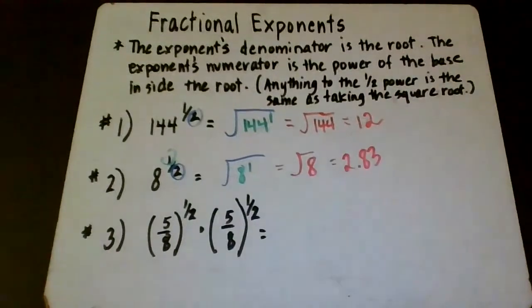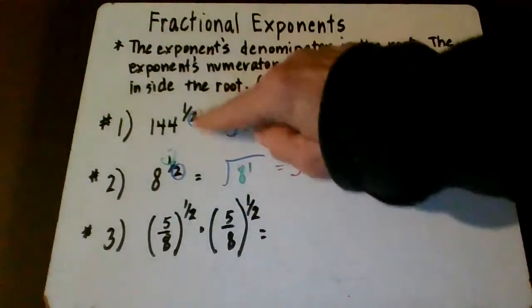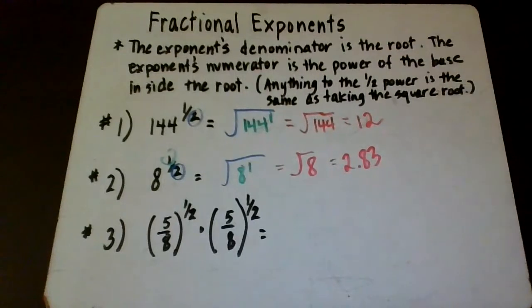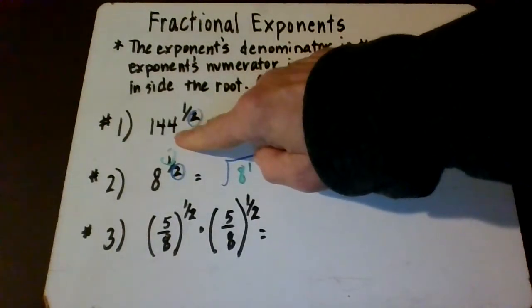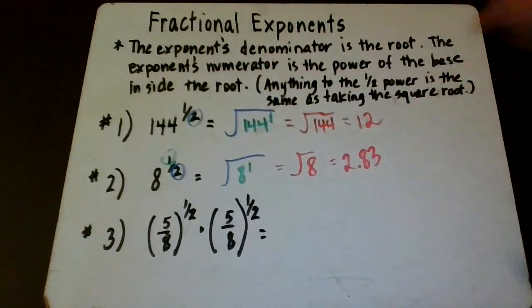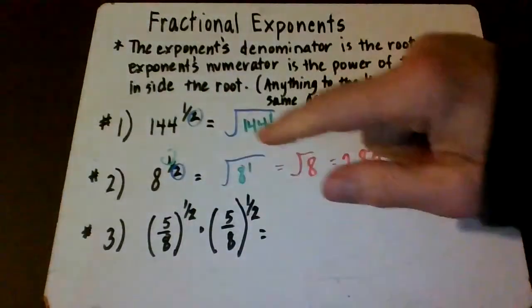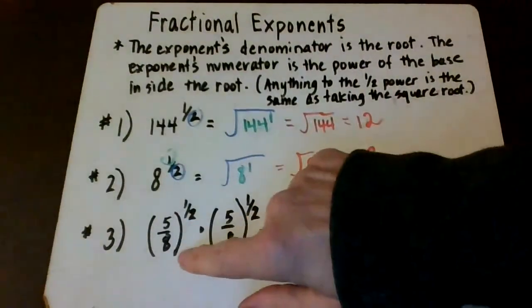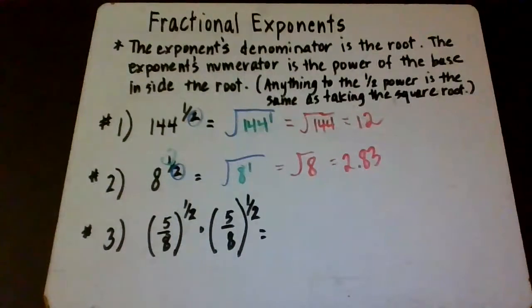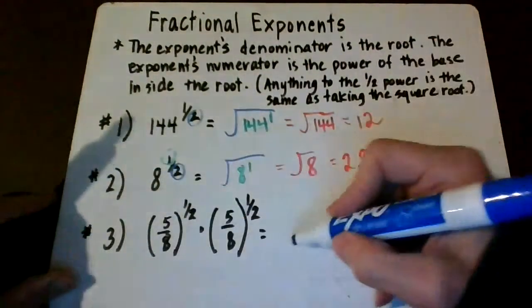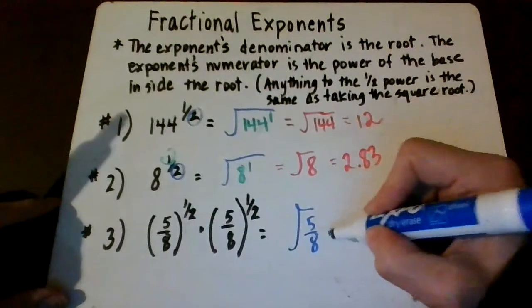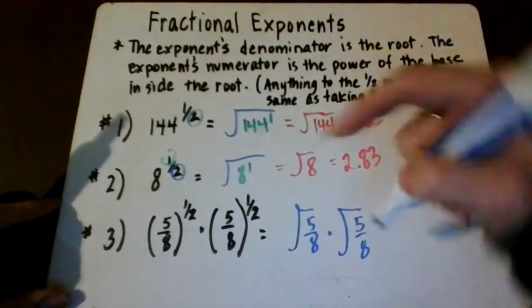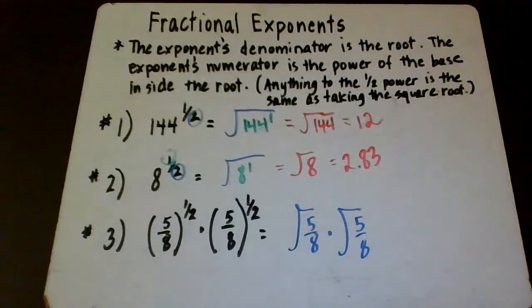Now, you might have noticed a little pattern going on, and that kind of is my note there. Anything to the half power is the same as taking the square root. So 144 to the half power is just the square root of 144. 8 to the half power is the square root of 8. So now we have 5/8 to the half power times 5/8 to the half power. So that means we have the square root of 5/8 times the square root of 5/8, because anything to the half power is the same as taking the square root.